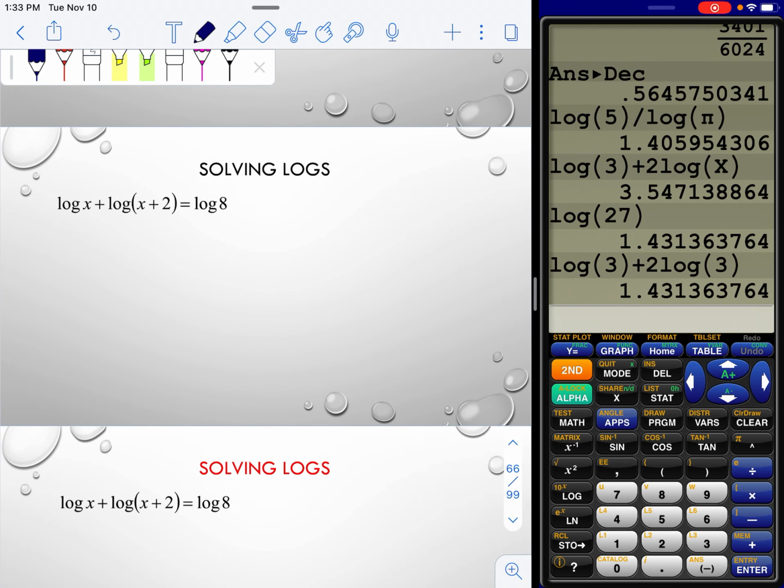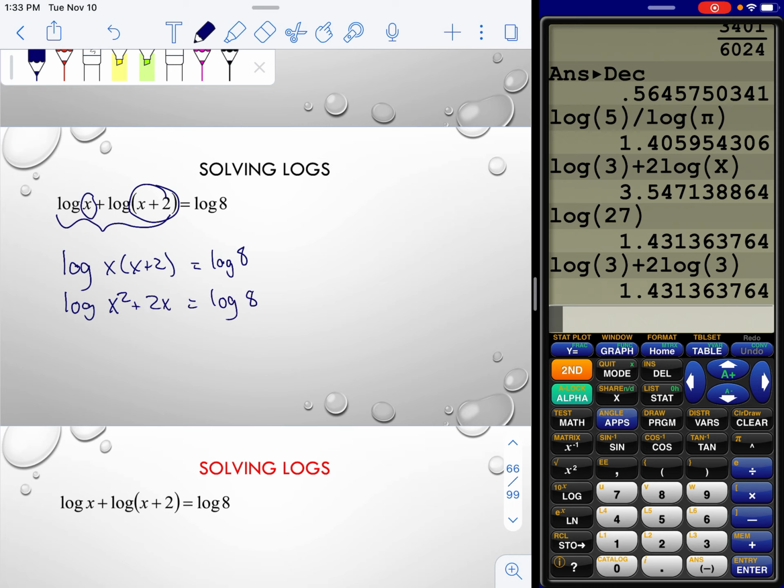All right, let's try another one. Look at this one here. Same thing: let's condense the left side into one log. We have addition, so we can multiply that times that. We get log of x squared plus 2x equals log of 8. Once again, I'm dealing with the same log base 10, so I can drop the logs and then solve that. It's a quadratic, so I have to get it equal to 0.